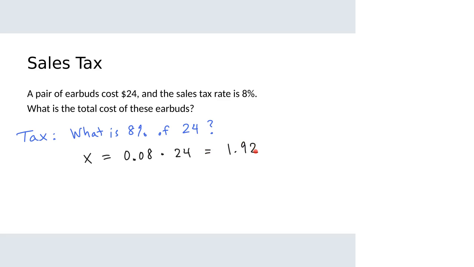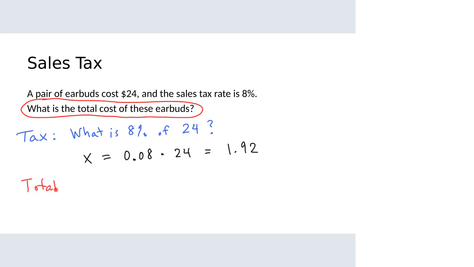Here's the danger in a question like this one, because my sense is that you'd be pretty comfortable doing everything we've done so far. The danger is always make sure you answer the question that's being asked. And this question said, what is the total cost of these earbuds? It did not say, how much sales tax will you pay? If it said how much is the sales tax, then $1.92 is our answer and we're done. But it didn't. It said, what's the total cost?